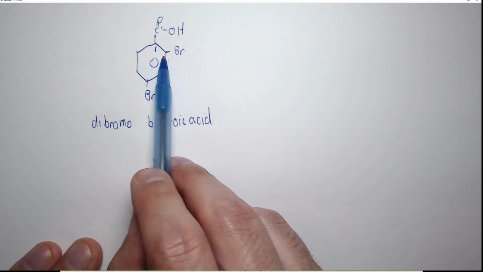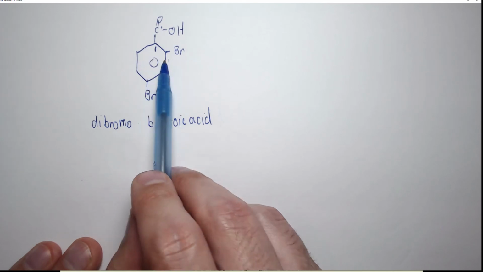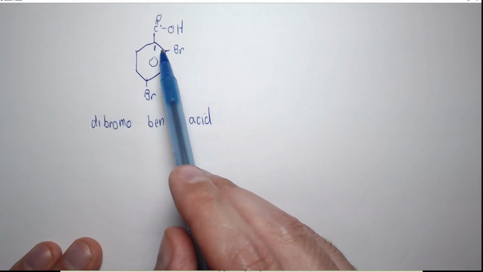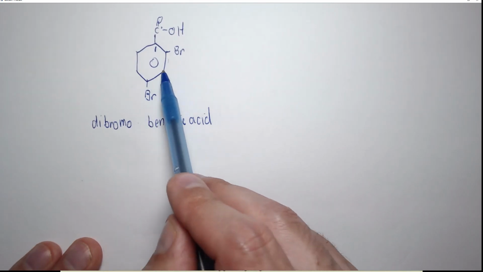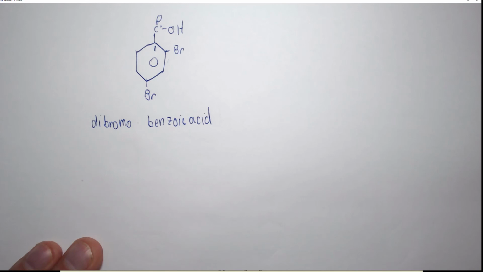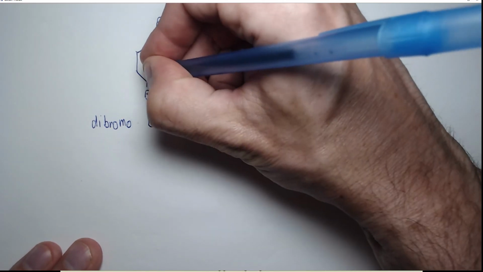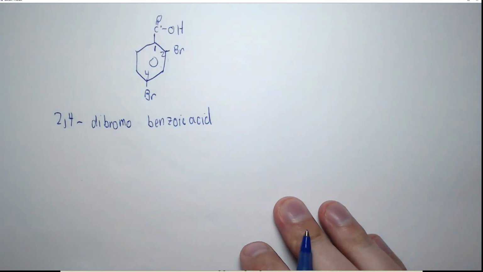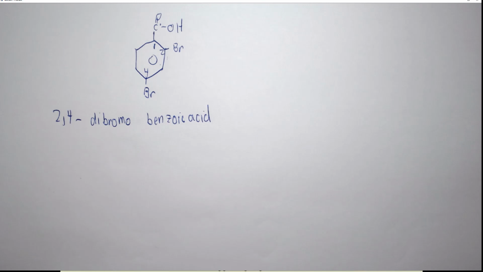Said another way, I have to number in the clockwise direction. I can't number in this direction because if I numbered in this direction, it'd be 1, 2, 3, 4, 5, 6, a 4,6-dibromobenzene. I have to number it the other way: 1, 2, 3, 4. So I have to call this a 2,4-dibromobenzoic acid. All right, so that is how I would name a tri-substituted ring.